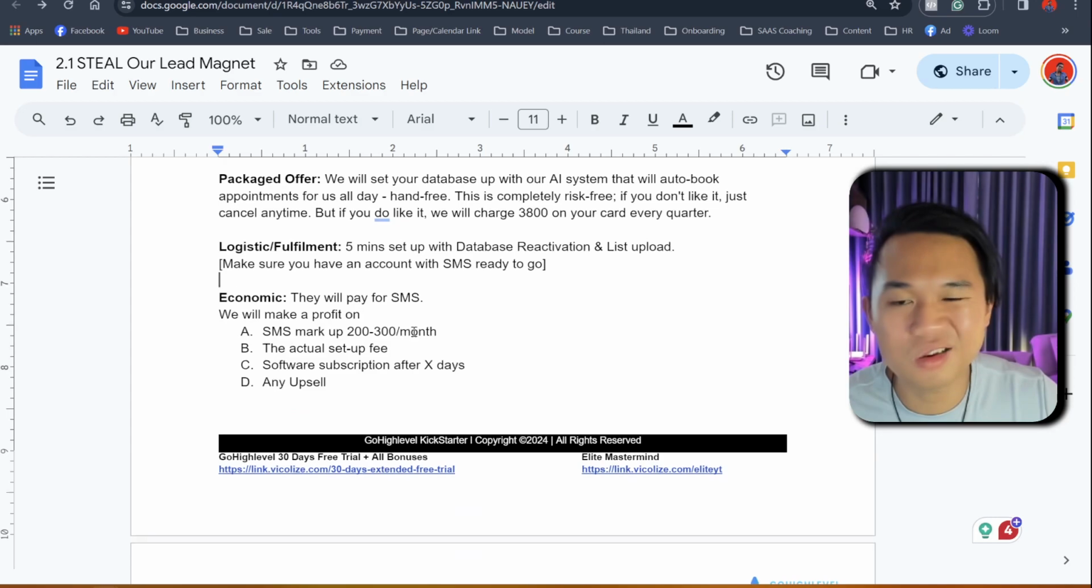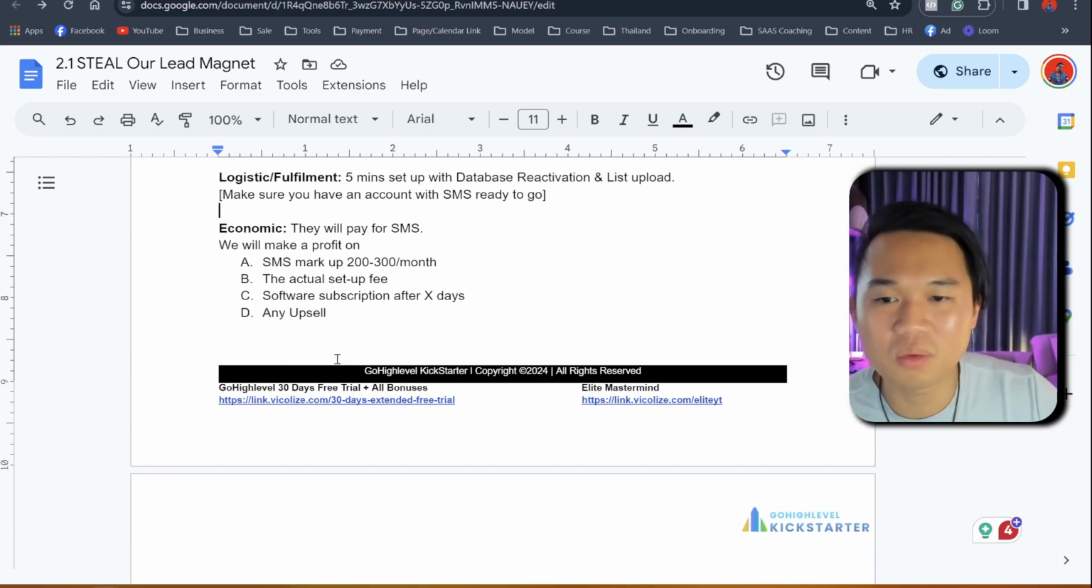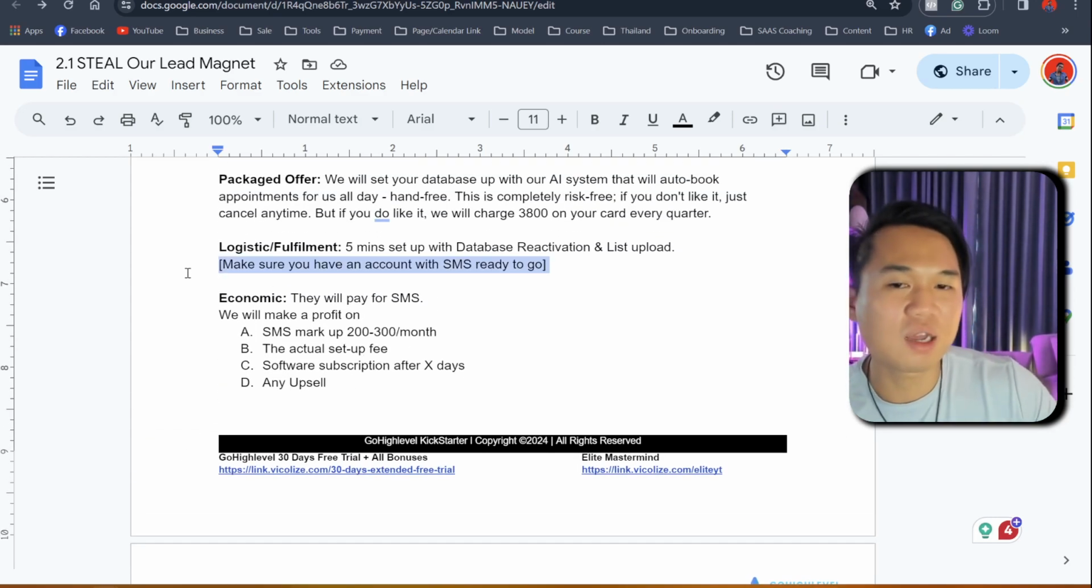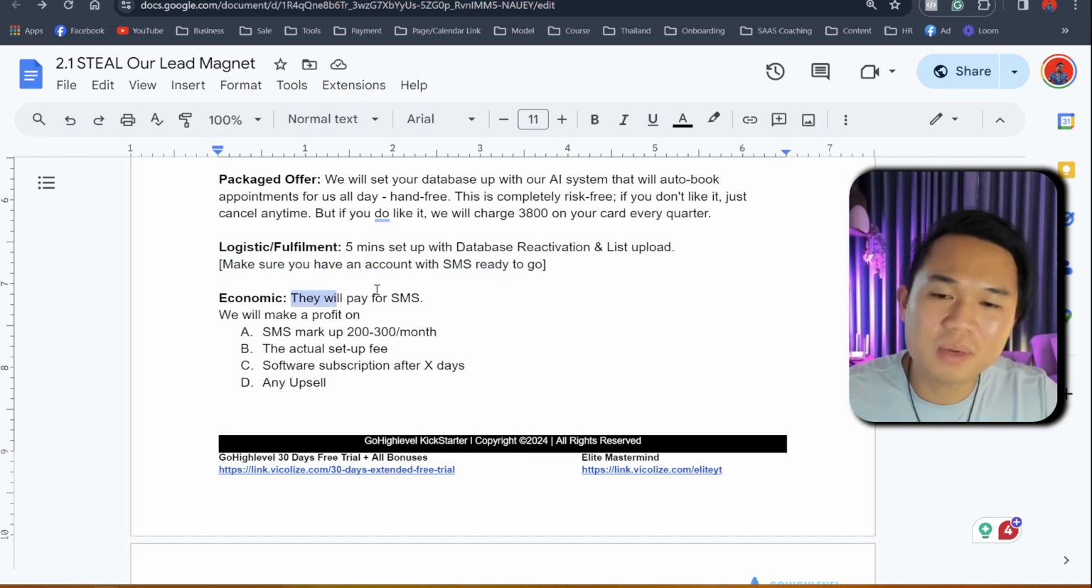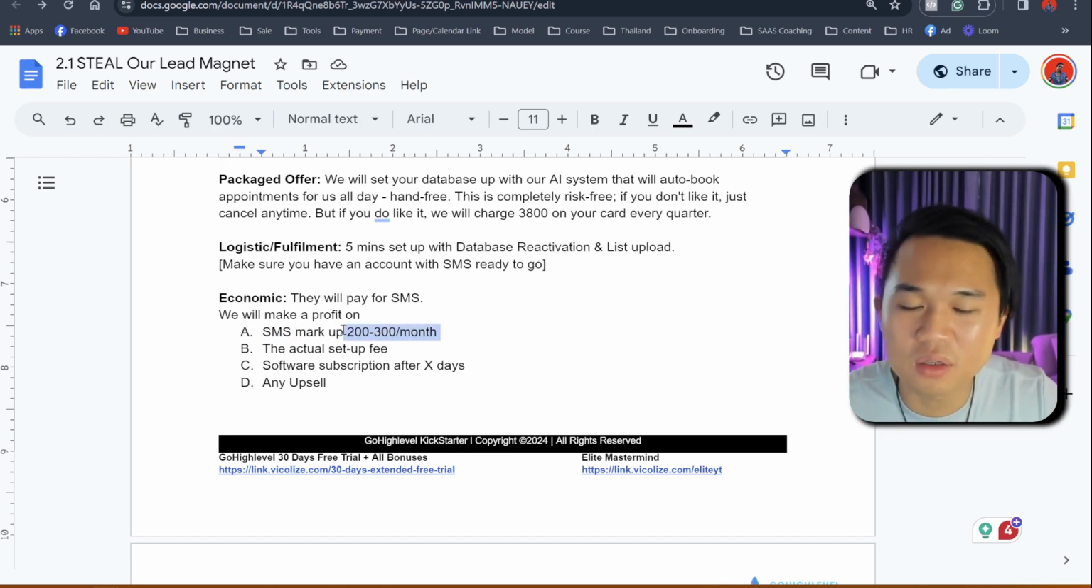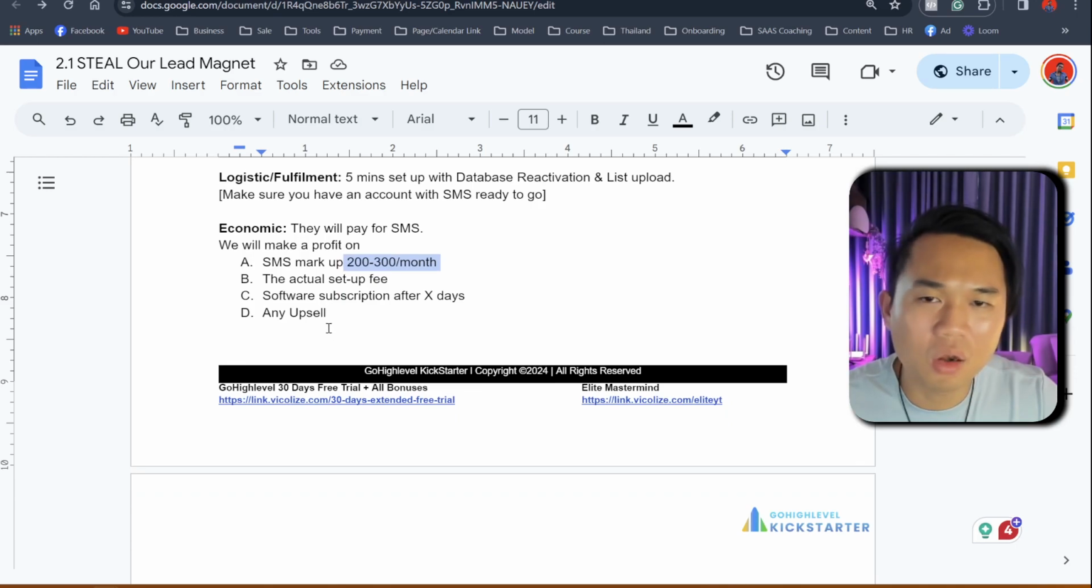The whole thing with setting up SMS is a pain in the butt with HighLevel. You need to have an account ready with SMS ready to go and just put them on and start in like 24 hours. Economics, right? So they will pay for SMS. The SMS markup here is actually a lot because this campaign is SMS-based, so you'll be sending like 1,000 SMS every week or even every day. So you're going to make a lot on SMS even if you have a small markup, right?